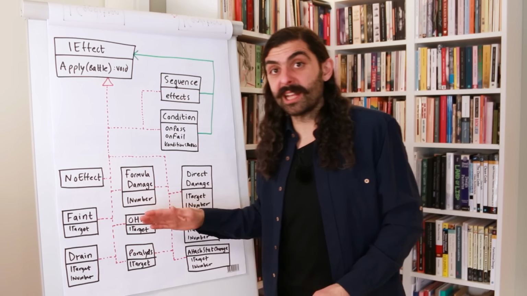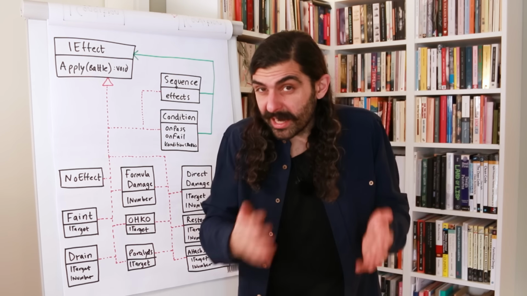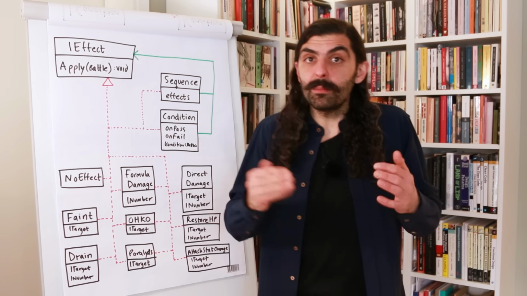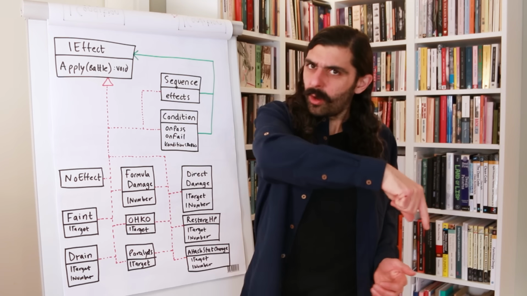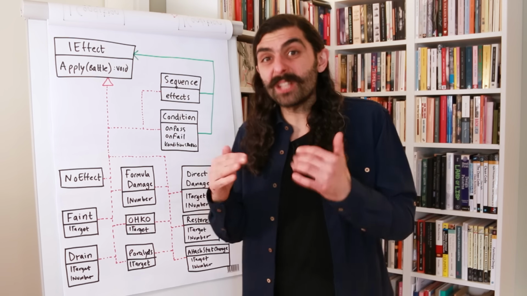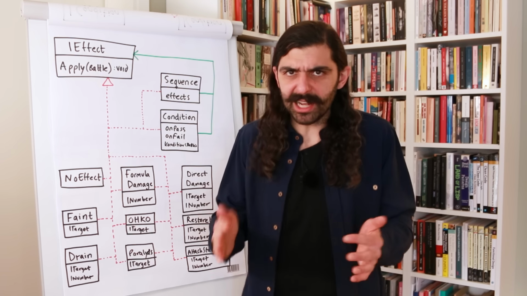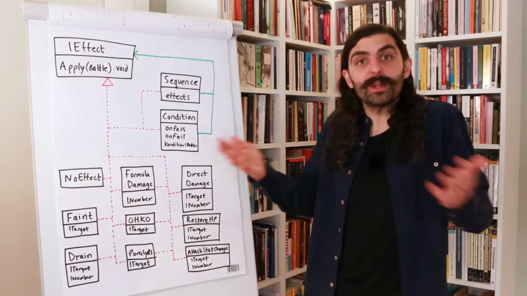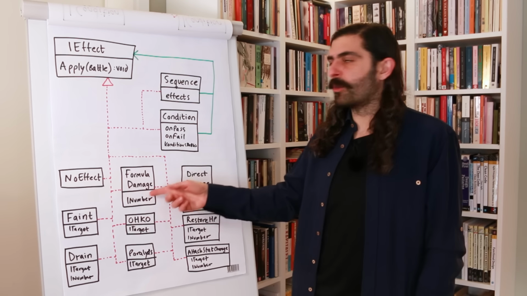So there's a complex calculation, but that's a standardized calculation that many moves follow, but some moves don't. And so the moves that follow it want to use the same calculation. We don't want to duplicate that calculation. So where do we put that calculation? Well, we put that in formula damage.